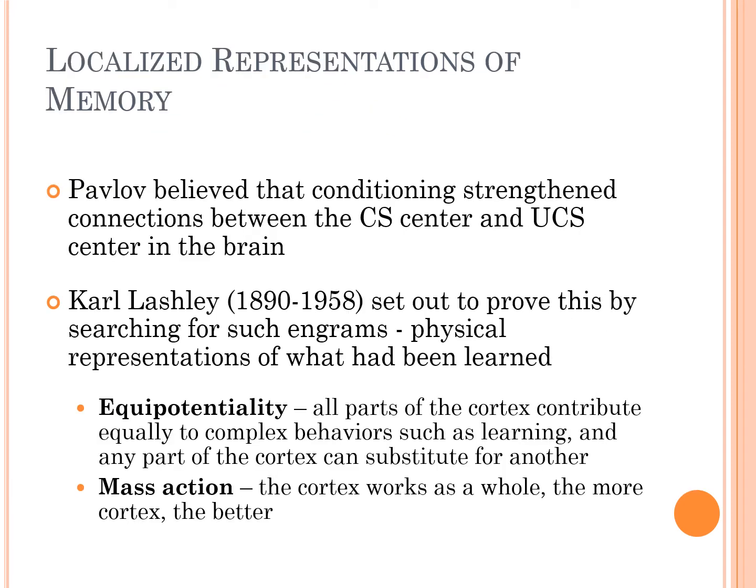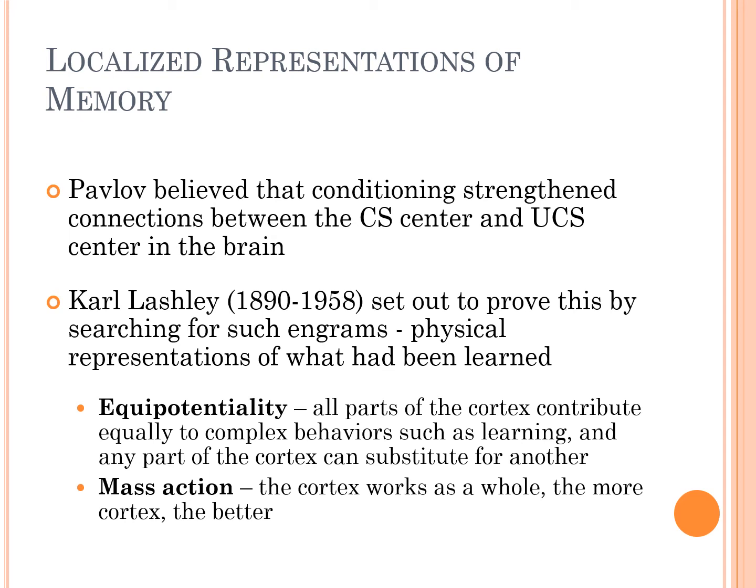Ivan Pavlov believed that conditioning strengthened those connections between what he called the conditioned stimulus center and an unconditioned stimulus center in the brain, so that we had these particular regions of the brain that were representing those stimuli. And we were making connections between them as we were learning that association, if that makes sense. So that we had an area where we represented the unconditioned stimulus, an area where we're representing the conditioned stimulus, and as we're learning that association, we're strengthening those connections.